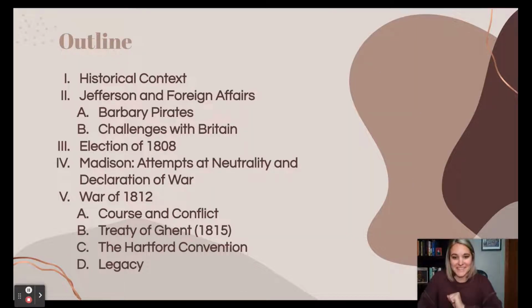So we've got quite the outline today. We're going to do a little historical context, talk about Jefferson and foreign affairs that transitioned to Madison, and then dive into the War of 1812.